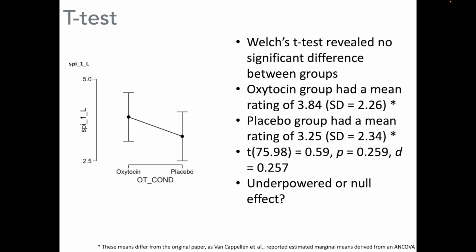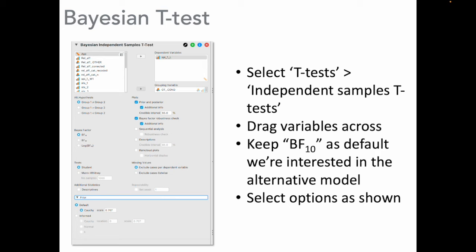The traditional Welch's t-test revealed no difference. Looking down, we have a p-value of 0.259. But again, we can't make any strong conclusions based on this p-value alone. It's either due to support for a null hypothesis or the data was insensitive. So we have to investigate: was it underpowered, or is it consistent with a null effect?